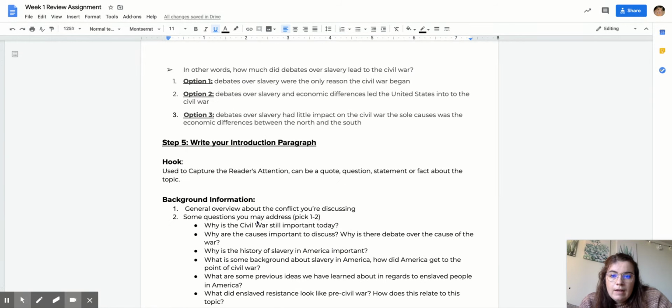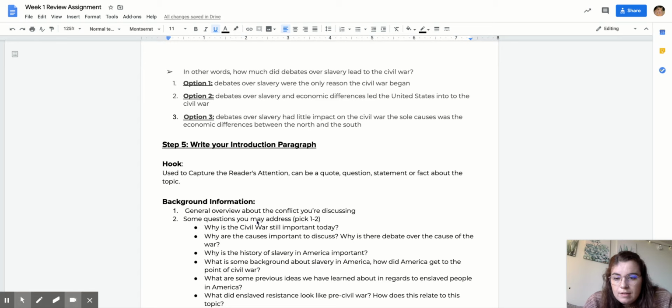But before you start that thesis statement, you always have to introduce your topic to your reader. You have to catch their attention with a hook. This can be a quote, a question, a statement, or a fact about the topic. What I'm going to do is link the previous PowerPoint in here, and there are some examples of hook statements that use westward expansion that might give you a better idea of what a hook will look like.